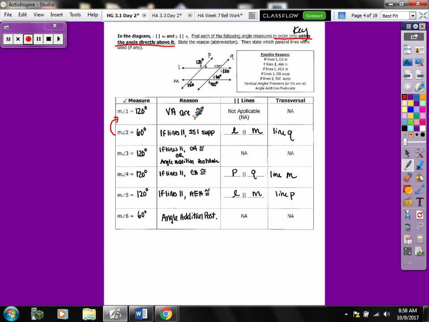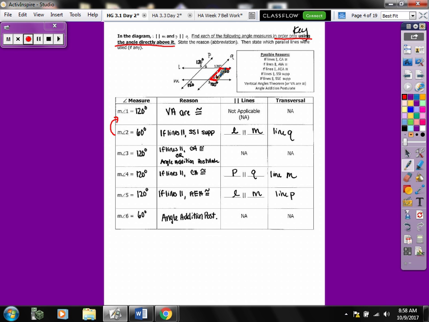Okay. But for the measure of angle 2, you were supposed to use the angle directly above it to get it. So angle 1 was 120. So these two angles together are same side interior. If they're same side interior, we know they're supplementary. The lines were L and M, and the transversal was Q.